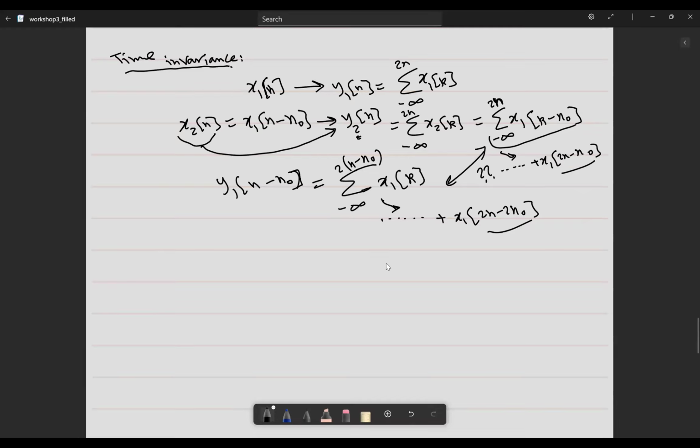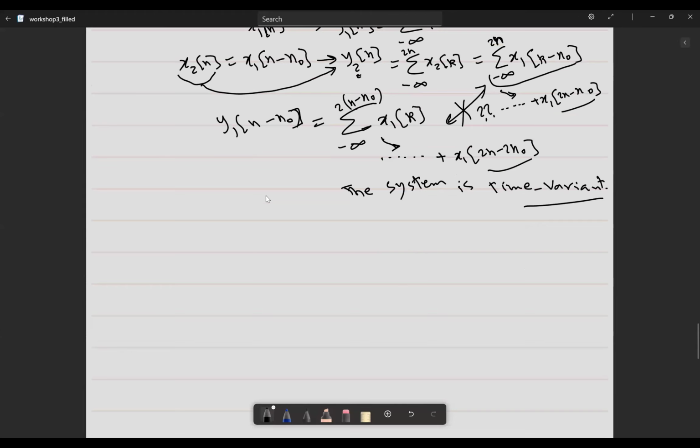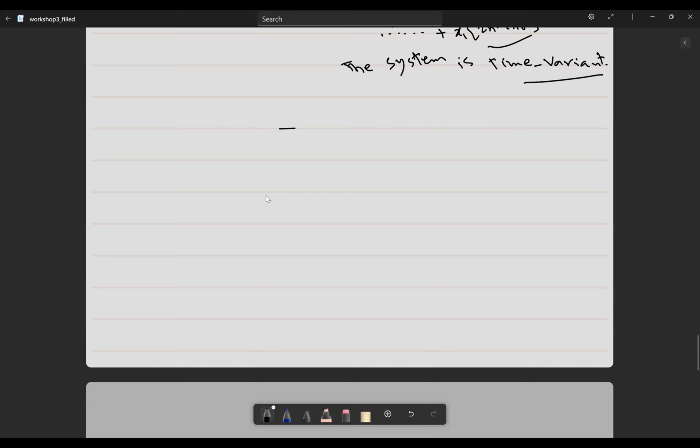They are different. So the time shift here is different than the time shift here. Not only in this term, the other terms will be affected. No, never mind. The last term is different. So those two are different, and the system is not time invariant. It's time variant. Let's now move to the conclusions.